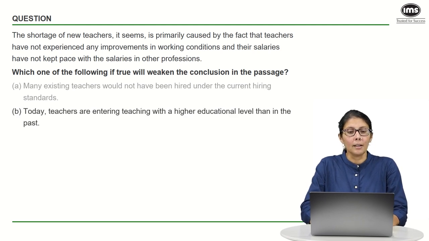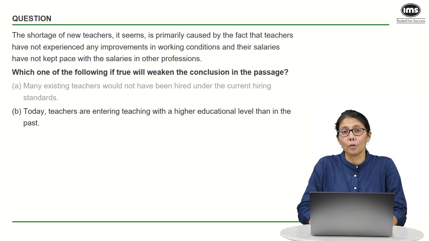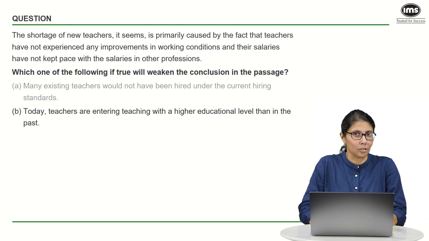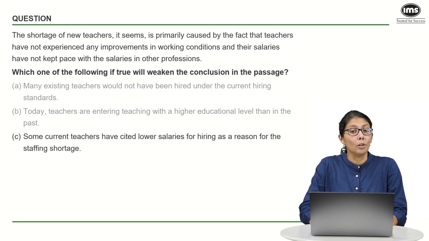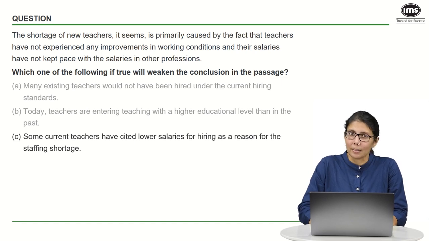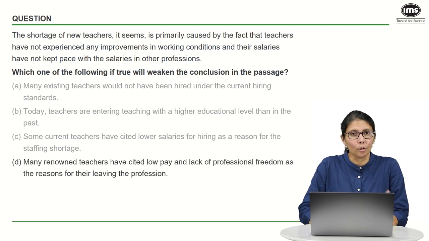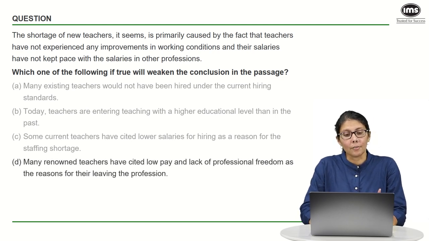This one says that teachers are entering teaching with higher educational levels, which is fine and welcome. But again, it is irrelevant to the task at hand. It does not talk about why there would be a shortage of new teachers. So, let's evaluate the third option. Some current teachers have cited lower salaries for hiring as a reason for the staffing shortage. If anything, this would support the conclusion and not weaken it. Definitely to be eliminated, let's look at the fourth option. Many renowned teachers have cited low pay and lack of professional freedom as reasons for leaving the profession. Again, this seems to support the conclusion rather than oppose it.